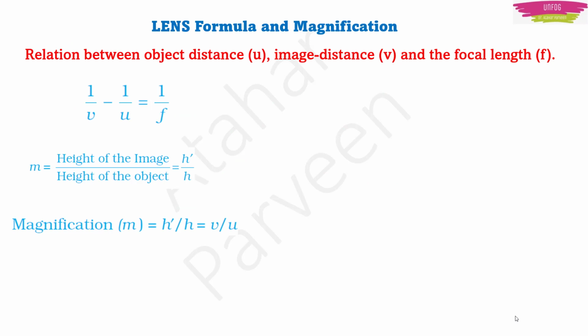Like we had the mirror formula, we have a lens formula here. The relation is between the object distance u, image distance v and focal length f. But remember, the mirror formula had a plus sign: 1 by u plus 1 by v is equal to 1 by f. For a lens it is 1 by v minus 1 by u equals 1 by f. Remember, this is very, very important. In the lens formula you will have a negative sign. And for magnification, there we had minus v by u. Here magnification will be v by u. So remember, everything is opposite.